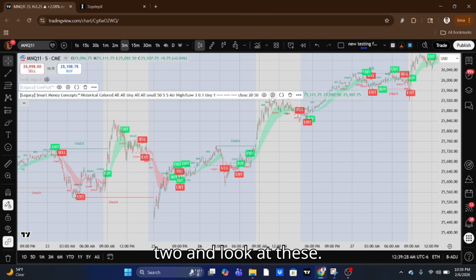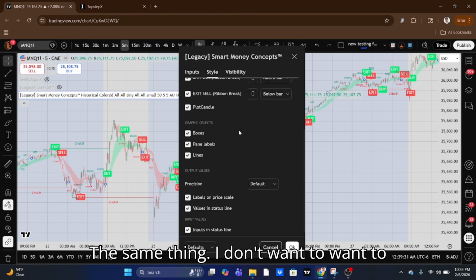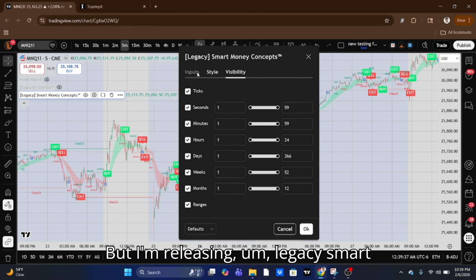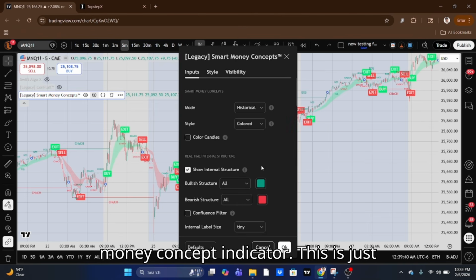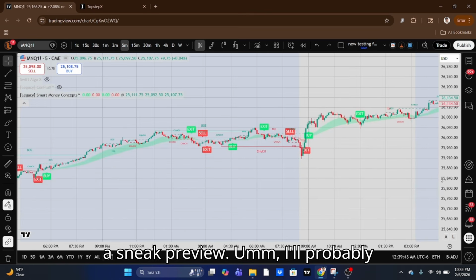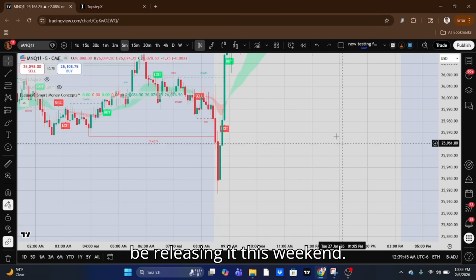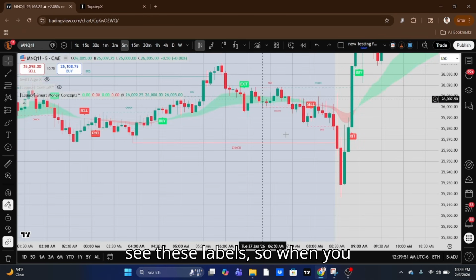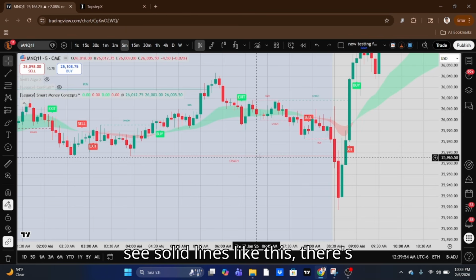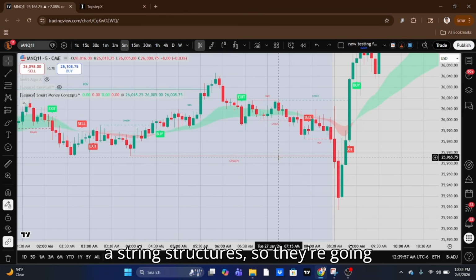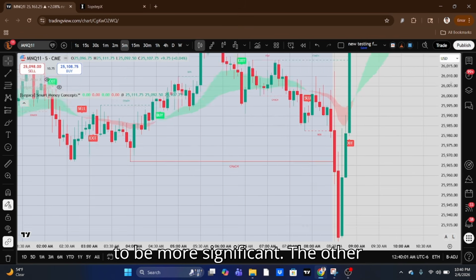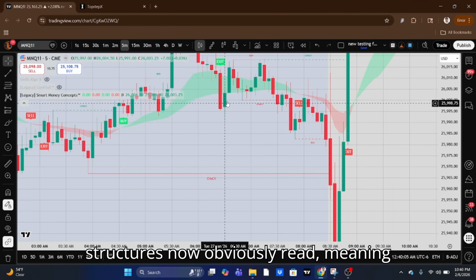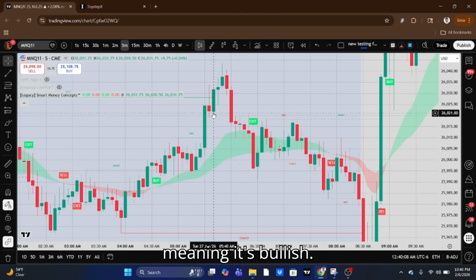So if you hide these two and look at these, same thing, I don't want to see this extra data. But I'm releasing the Legacy Smart Money Concept Indicator. This is just a sneak preview. I'll probably be releasing it this weekend. But you see these labels. When you see solid lines like this, those are strong structures, so they're going to be more significant. Dotted lines mean they're internal structures. Obviously, red means it's bearish, and green means it's bullish.